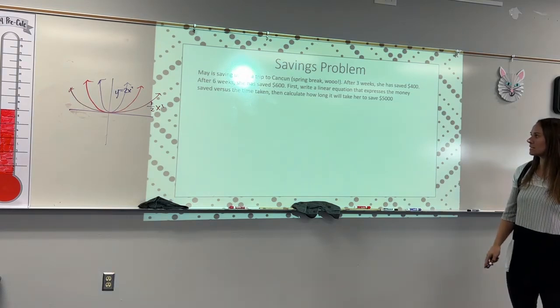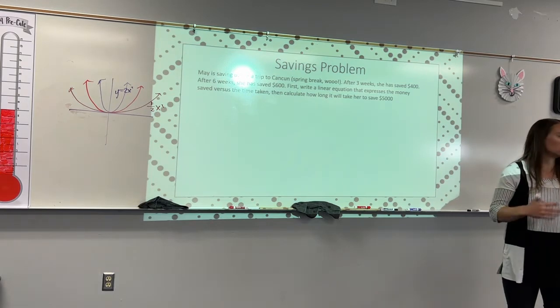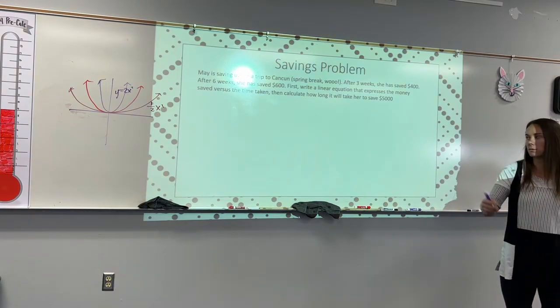So May is gonna save up for a trip to Cancun. She's gonna show her wild side. After 3 weeks, she's saved up $400, and after 6 weeks, she's saved up $600. We're assuming she's saving up with like a constant rate.